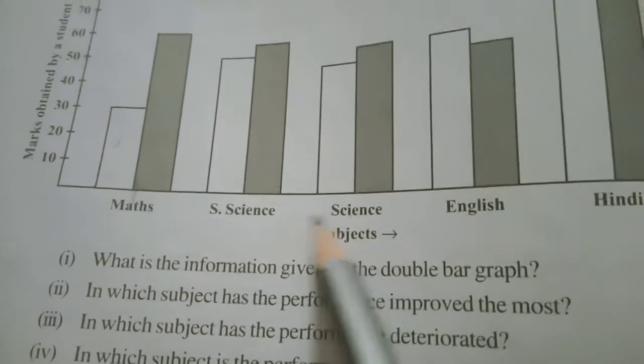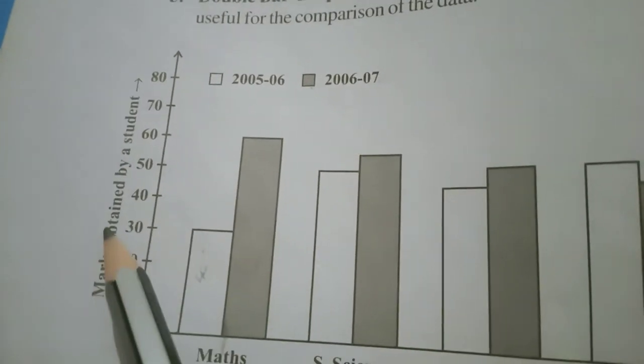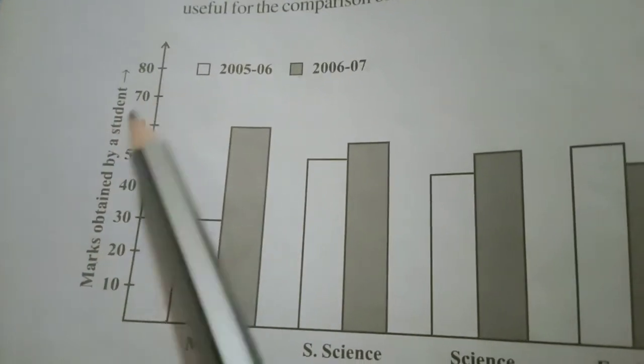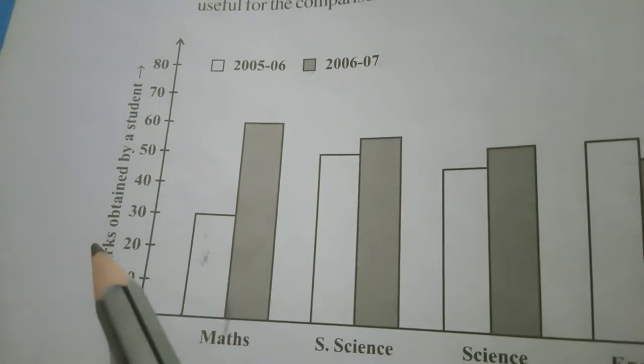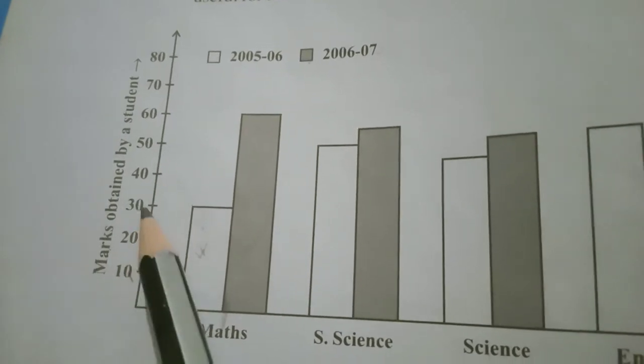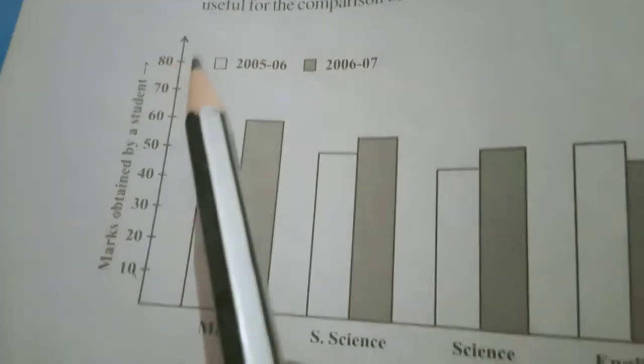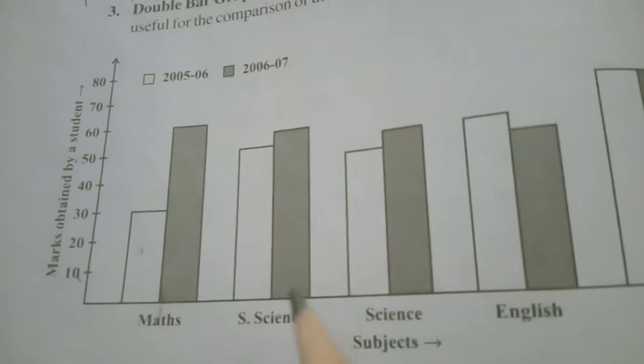Now on the x-axis there are the subjects. Which subjects are there? Math, social science, science, English and Hindi. On the y-axis what is given? Marks obtained by a student. How many marks is he getting in the different subjects? The marks on the y-axis are given as 10, 20, 30, 40, 50, 60, 70 and 80. Maximum score is 80, because exams are conducted for 80 marks.